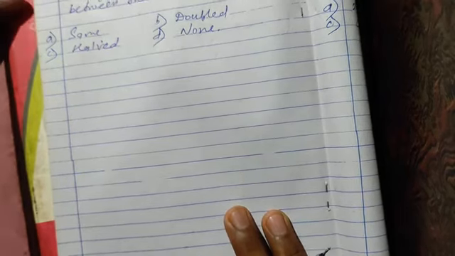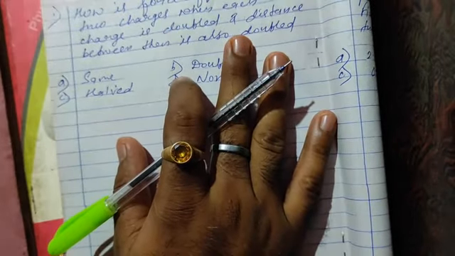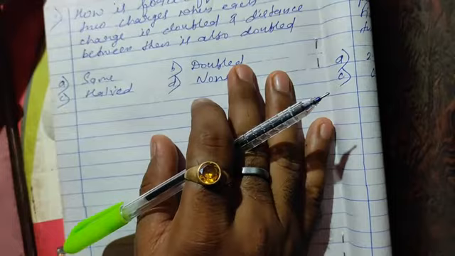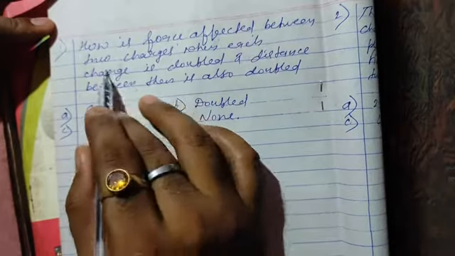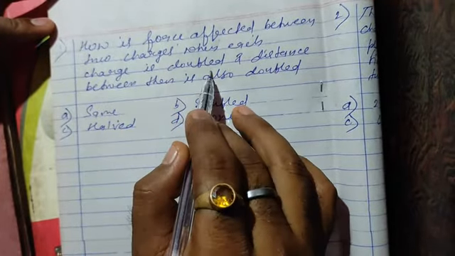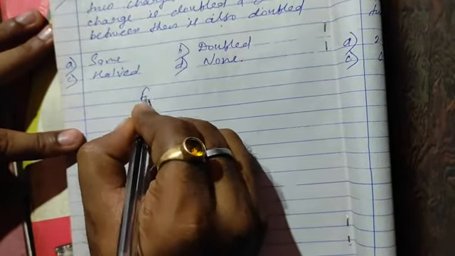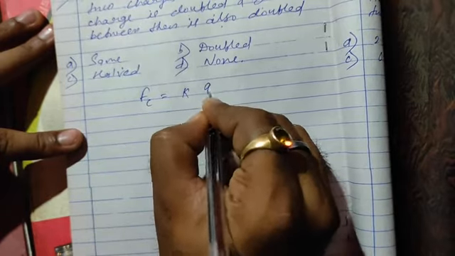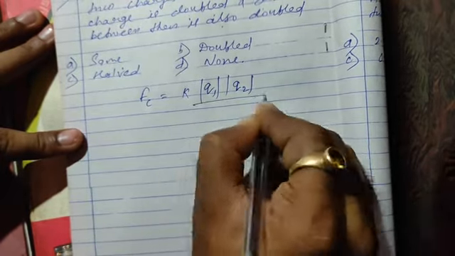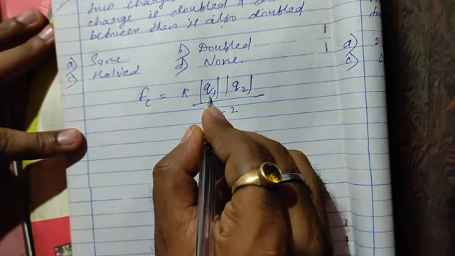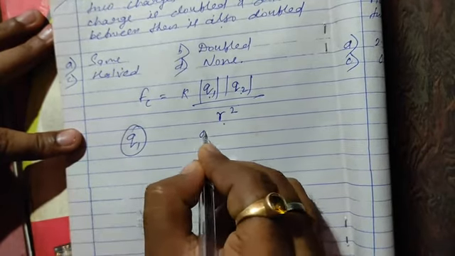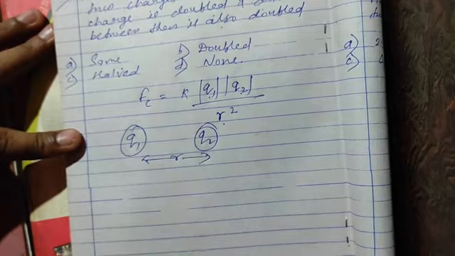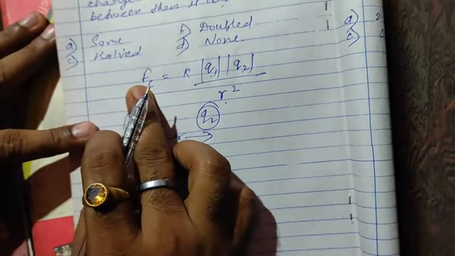Now let's start. The numericals we are going to discuss are based on Coulomb's law. The first numerical asks how the force is affected between two charges when each charge is doubled and the distance between them is also doubled. As we know, Coulomb's law states that Fc equals K Q1 Q2 by R square, where Q1 is the first charge, Q2 is the second charge, and R is the distance between them. According to Coulomb's law, this is the force of interaction.